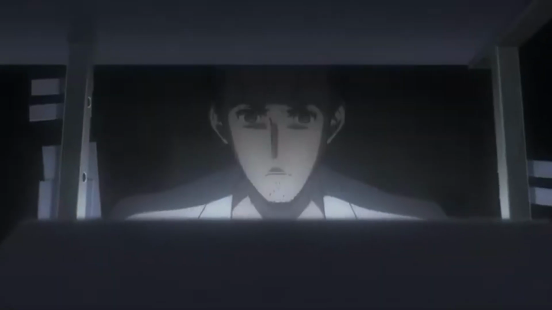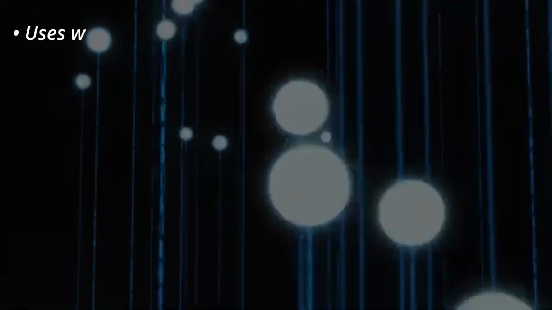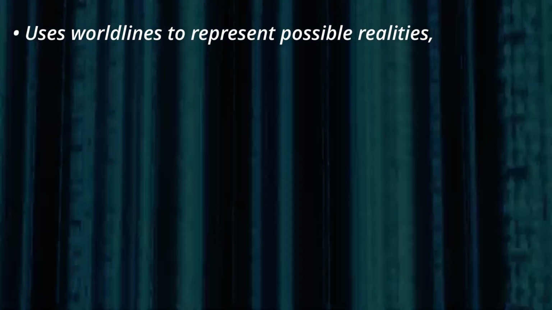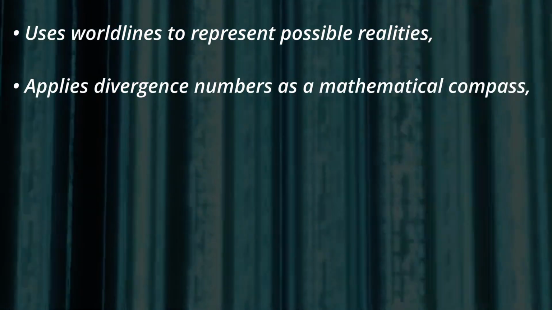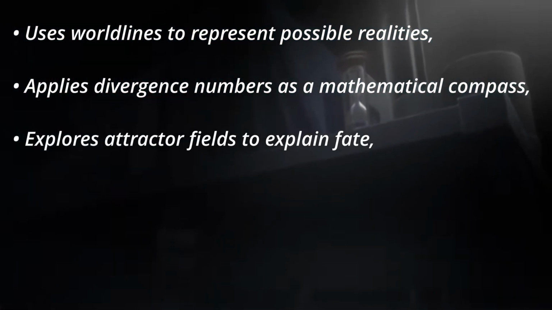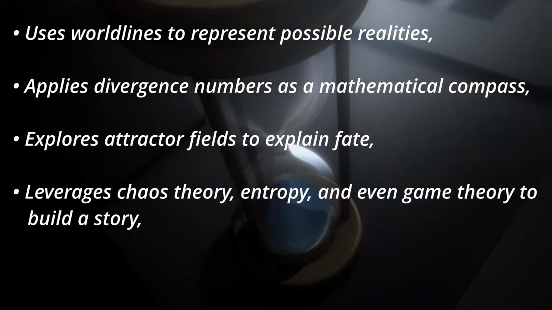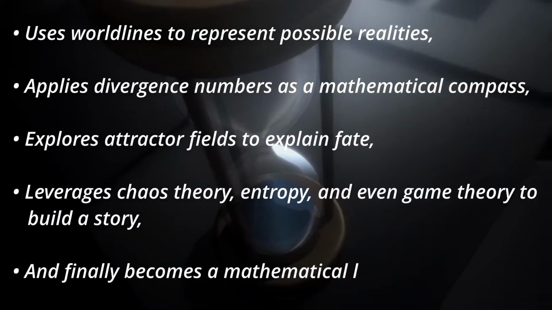In fact, today I'm going to explain how Steins Gate works using math so simple, even a 5-year-old could understand the ideas behind it. We're going to unpack how Steins Gate uses world lines to represent possible realities, applies divergence numbers as a mathematical compass, explores attractor fields to explain fate, leverages chaos theory, entropy, and even game theory to build a story, and finally becomes a mathematical love letter to time because here's the deal.